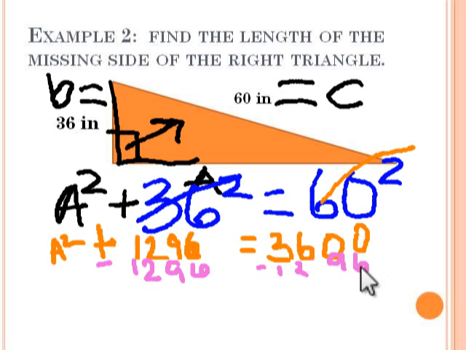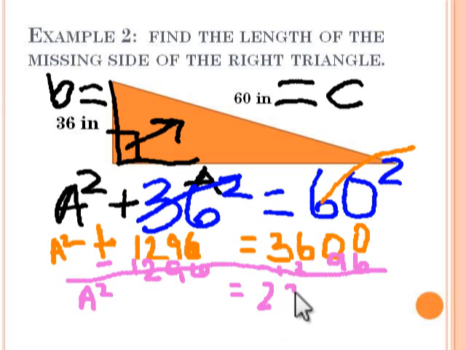I'm trying to conserve space a little bit here, because it doesn't like it when I write at the bottom. Okay, so if I subtract 1296 on both sides, then that means that A squared ends up being equal to 2304. And of course, you get to use a calculator to figure that out. I did this part mentally.